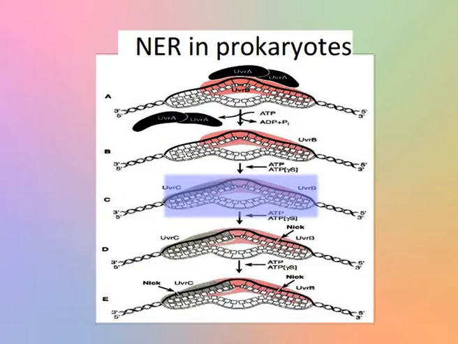UvrBC is a kind of endonuclease. UvrB makes a nick downstream of the damage at the 4th base, and UvrC makes a cut at the upstream 5' end, that is, the 7th nucleotide from the damage. So a total of 12 nucleotides will be excised out by UvrD, which has DNA helicase II activity. Again, DNA polymerase I keeps on synthesizing the new strand, and DNA ligase will join them together.